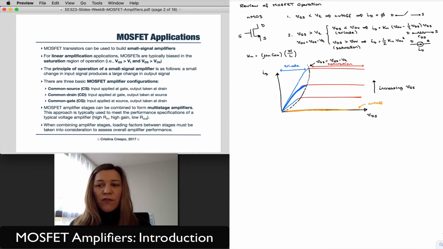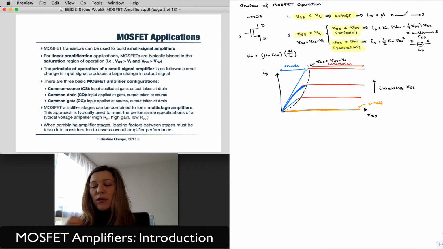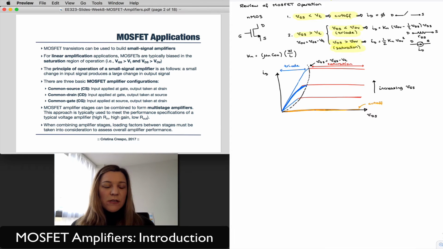So that's a little bit of a review of the different modes of operation. Again, the different conditions for cutoff, I'll probably do this in yellow, for cutoff, triode, and saturation are specified here. So VGS less than VT, we're in cutoff. If it is greater than VT, as long as VDS is less than the overdrive voltage, we're in triode. When VDS becomes greater than the overdrive voltage, we are in saturation. And so, as we mentioned, and as the slide says, for linear amplification operations, we're typically going to be in the saturation region.